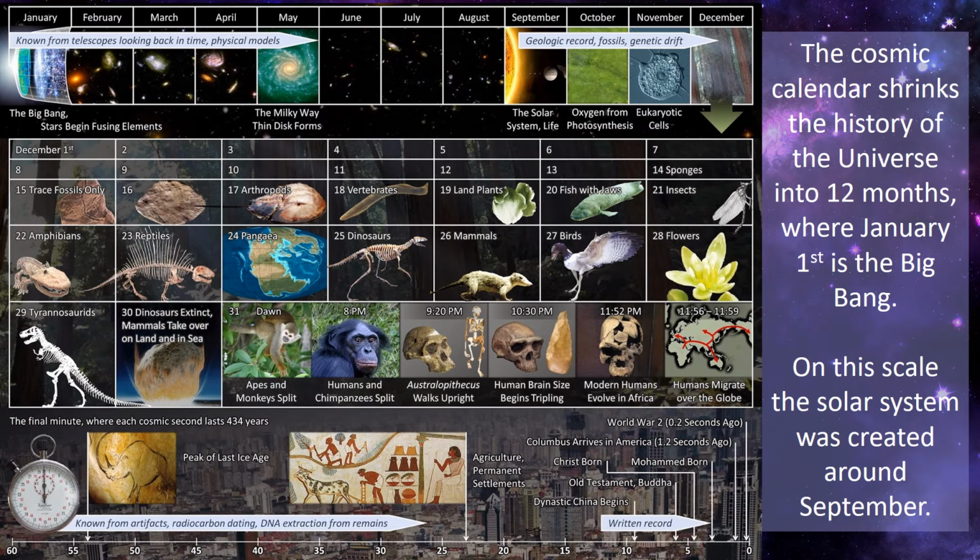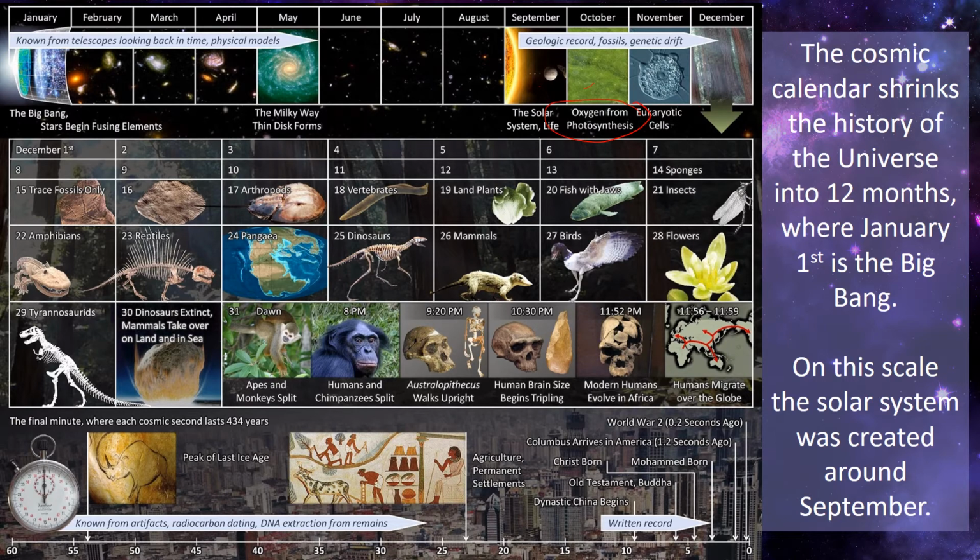So the Big Bang happened, and this I love. This is the cosmic calendar. If we were to say that January was when the Big Bang happens, then February, March, and April is where solar systems are forming. May is when our solar system forms. September is where planets are forming. And then October is when life is starting on Earth.